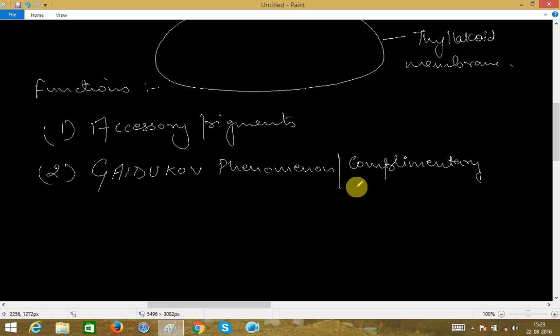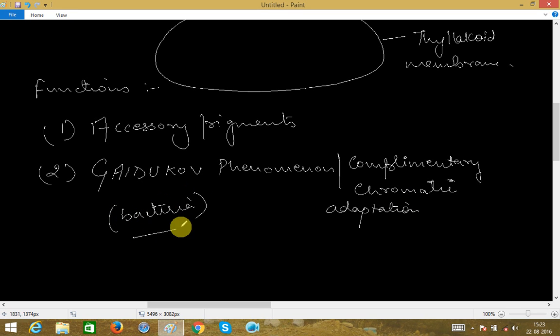Complementary chromatic adaptation. Okay, now we are going to be discussing this exact phenomenon, the Gaidukov phenomenon, later. This is a topic of bacteria. The Gaidukov phenomenon is shown specifically by blue-green bacteria. Okay, so this you will be studying over there.